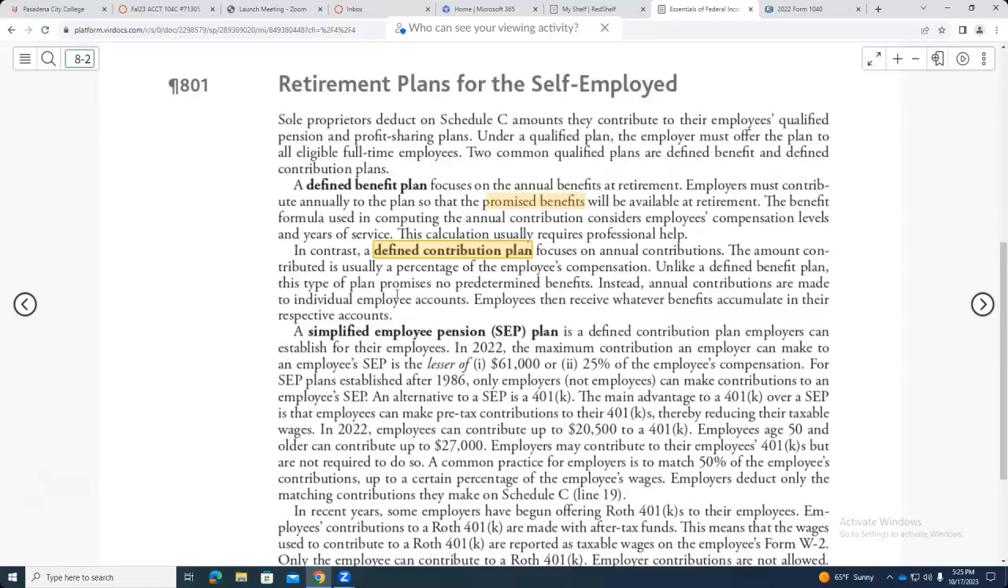Instead, annual contributions are made to individual employee accounts. So the employee then receives whatever benefit accumulates in their respective account. You see, that's the word, whatever you receive.